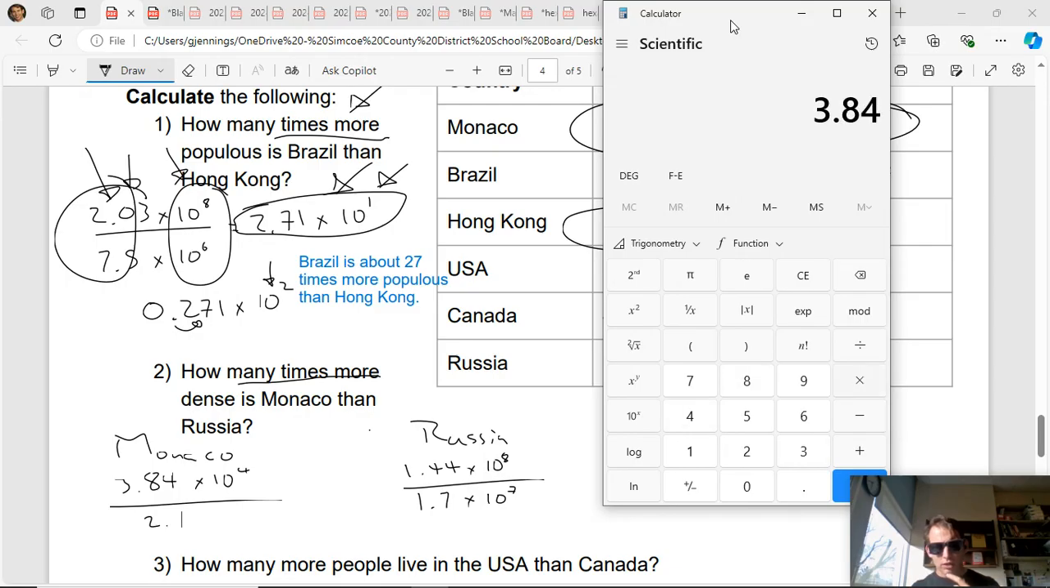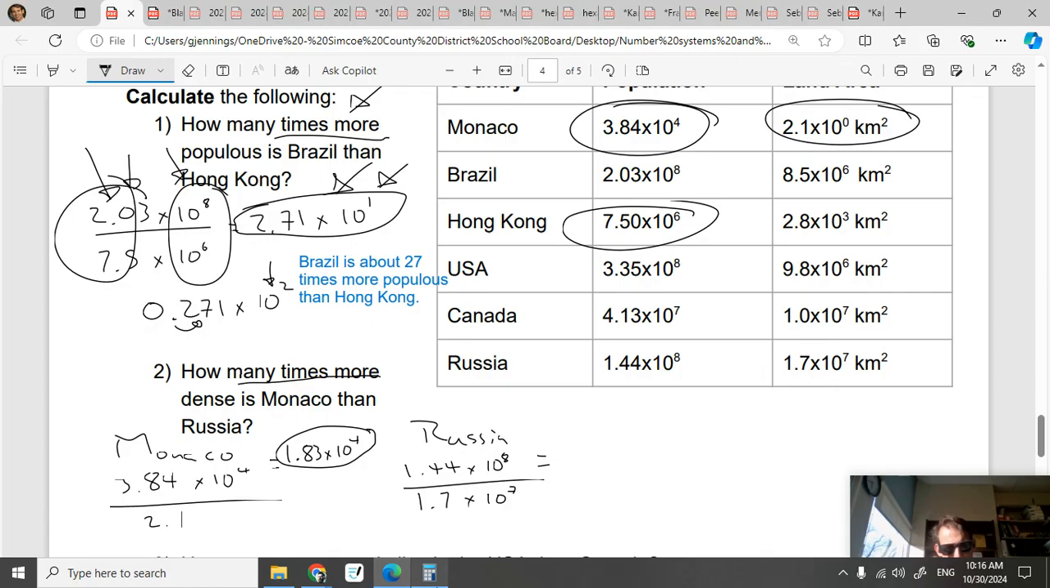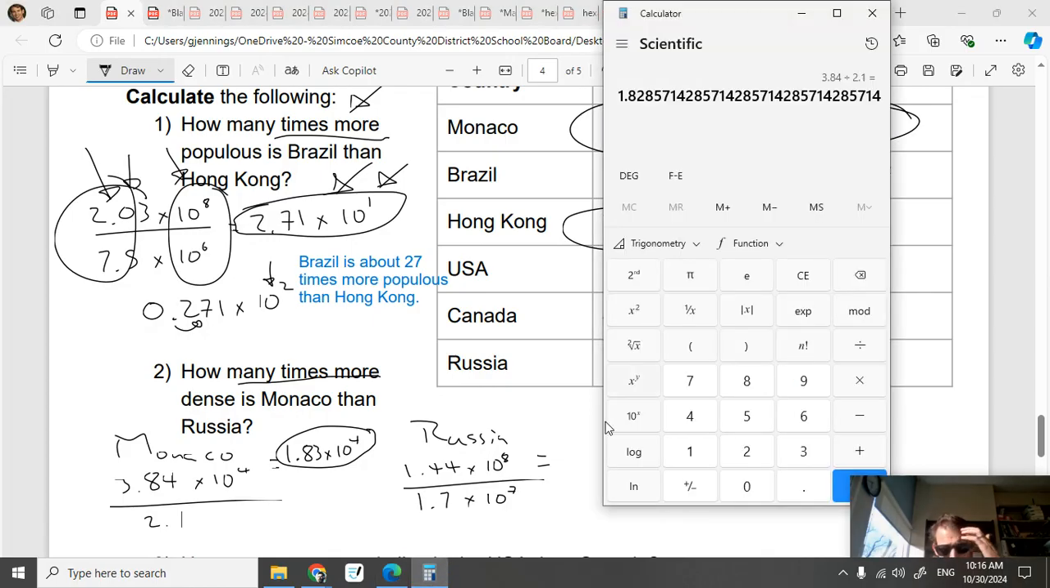3.84 divided by 2.1 equals 1.83. Okay, so I'm going to round to that. So that's equal to 1.83 times 10 to the 4. Okay, don't forget that. There's 18,000 people per square kilometer in Monaco. That's a lot more than it's going to be in Russia. Okay, so Russia, way less dense, even though it's way bigger by population and area.